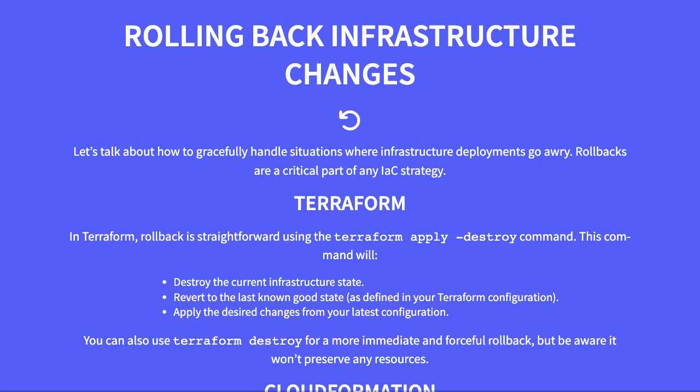Okay, let's discuss how to handle things when our infrastructure changes don't go quite as planned. We need rollbacks. Terraform makes this really easy with the Terraform apply destroy command. It essentially wipes out everything and then reverses back to your last good state. CloudFormation manages rollbacks through stack update history. You can simply rewind to a previous version of the stack. Remember, both tools depend on keeping track of your infrastructure's state, so make sure that's properly managed.